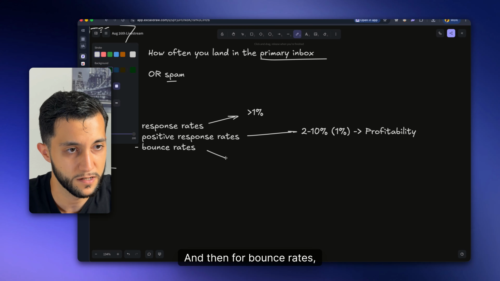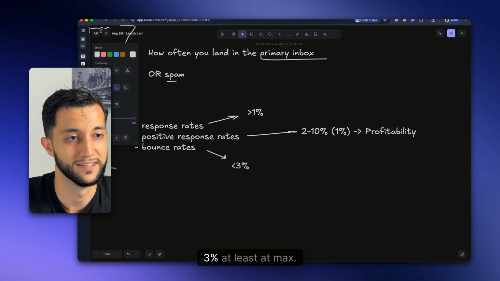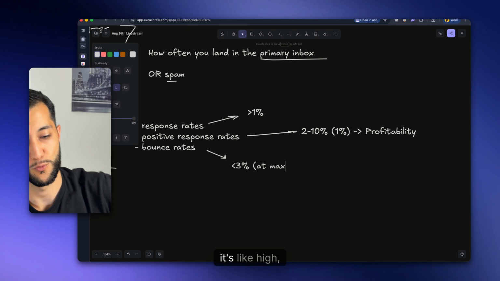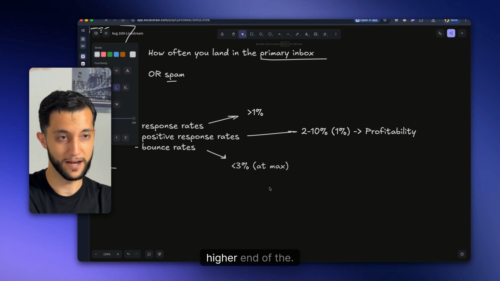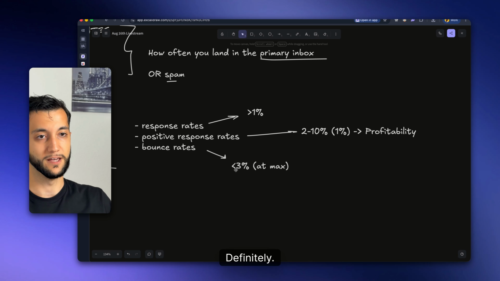And for bounce rates, this needs to be below 3% at max. 3% is the higher end of the spectrum, definitely. You want to keep it below 3%.